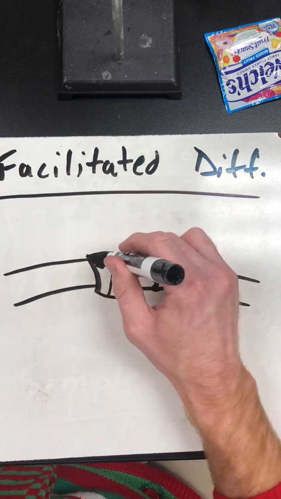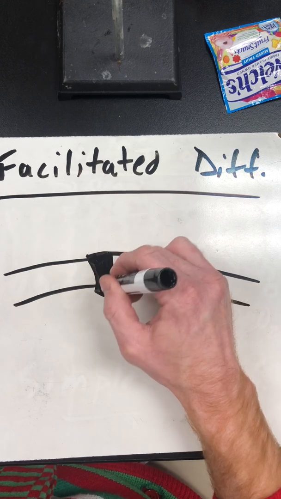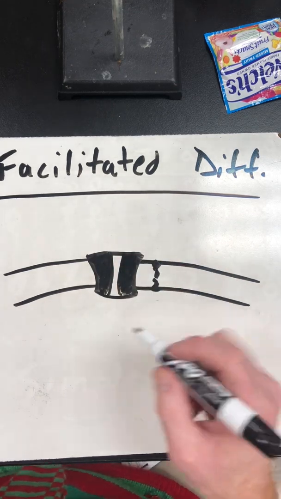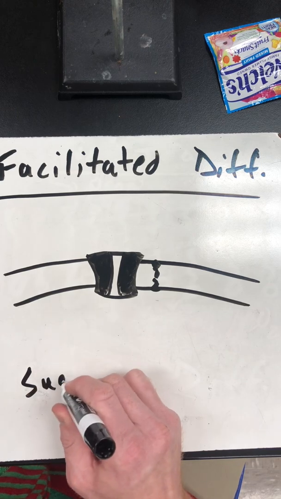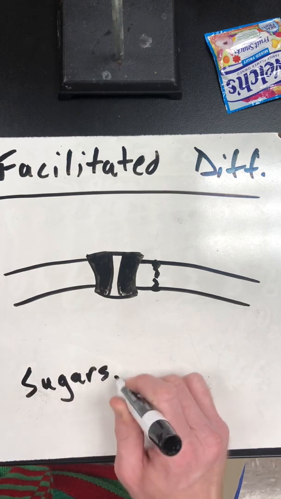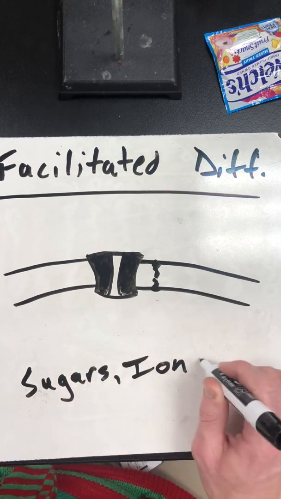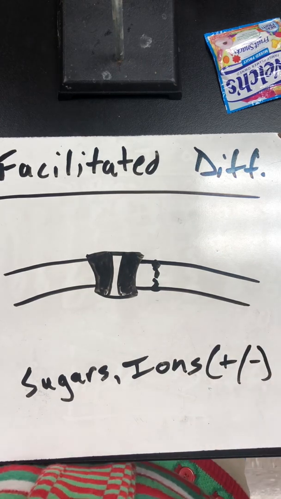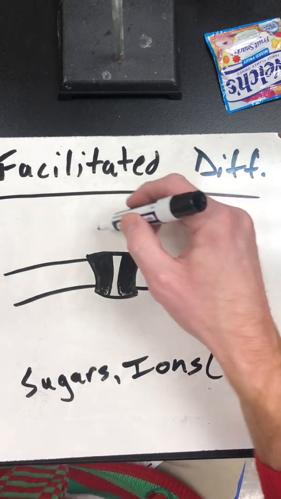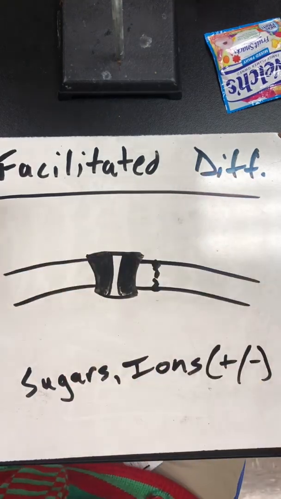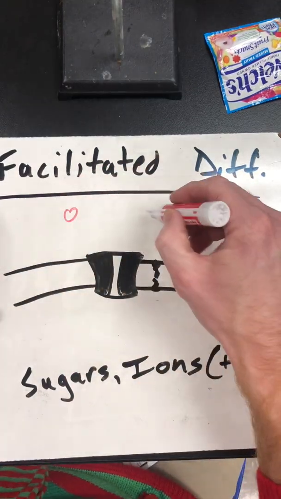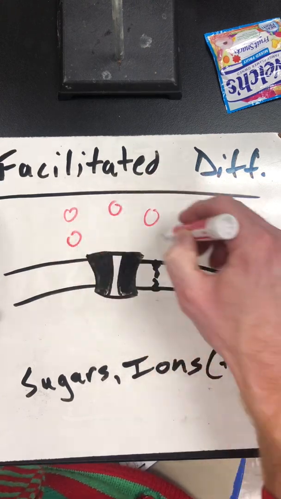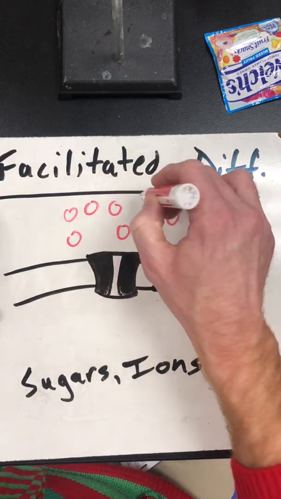Now, what kind of things get through the cell membrane through facilitated diffusion? Things like sugars or ions. Ions would be things that have a positive or a negative charge, all right? So if I have a bunch of sugar out here, outside the cell, it's still going down the concentration gradient, okay? And remember, we watched a video on this.